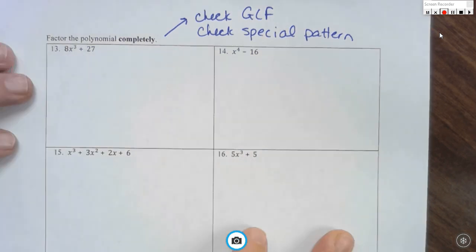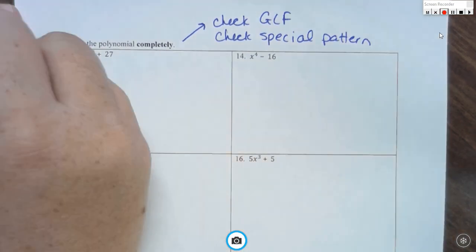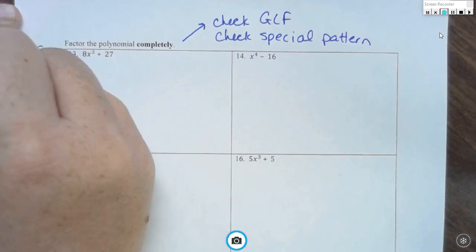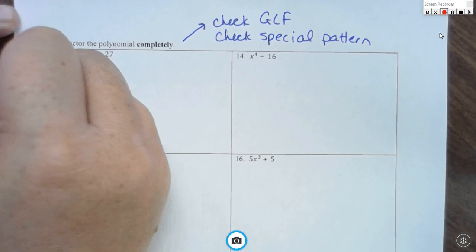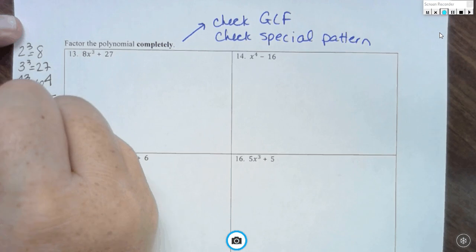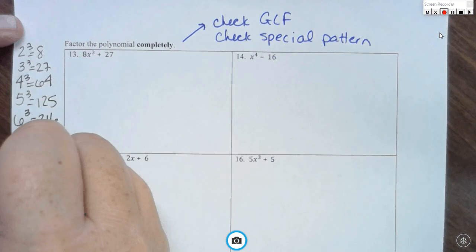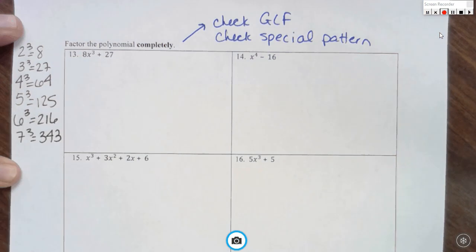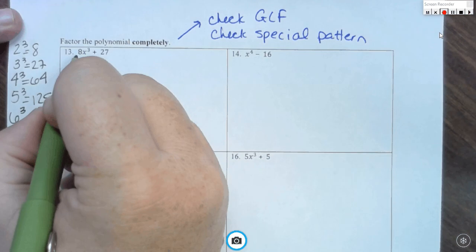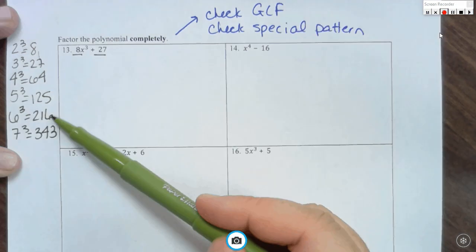Number 13 does not have a GCF, but I do notice, if you think about your perfect cubes, 2 to the third is 8, 3 to the third is 27, 4 to the third is 64, 5 to the third is 125, and so on and so forth. If you need to write these down somewhere, you just need to be able to recognize them when they are perfect cubes. I noticed that both of these are perfect cubes. They're both on this list here, so I want to factor it as the sum of two cubes.